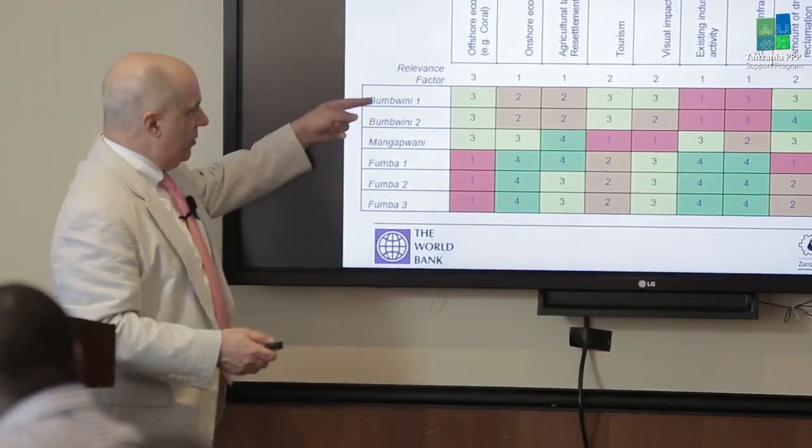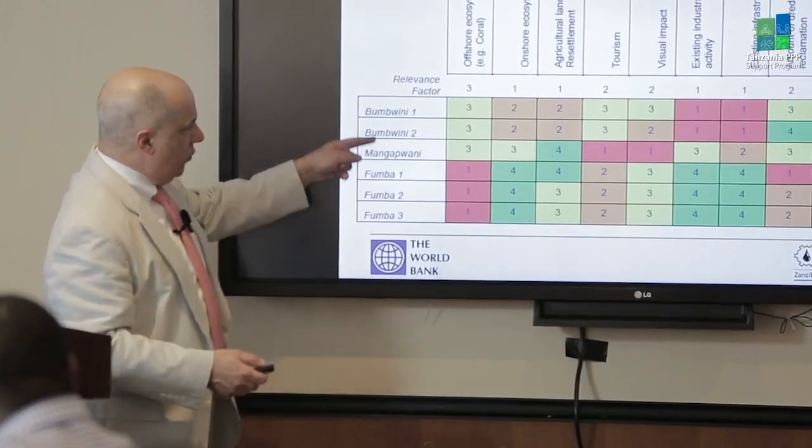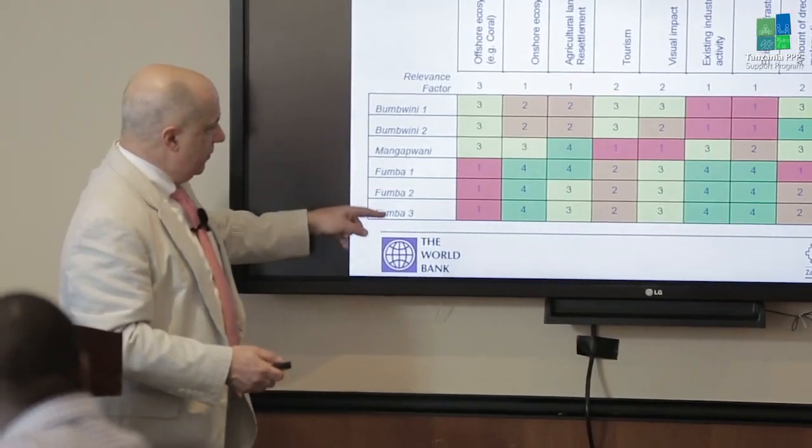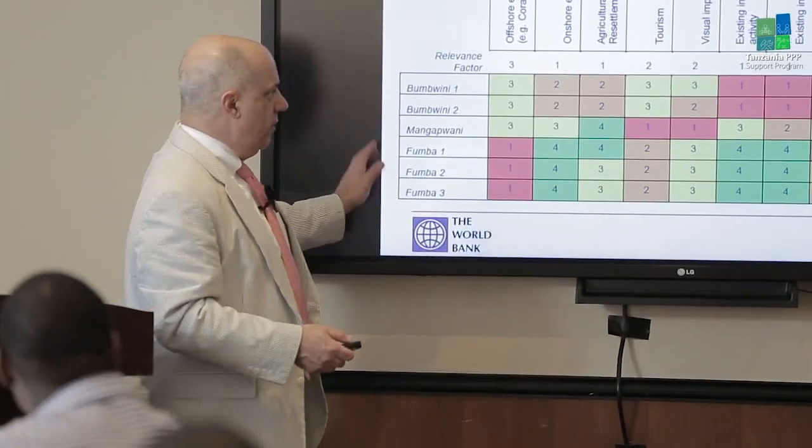This is another type of dashboard. So when we were looking at different options for locations, there were 2 Bumbwini options. You can see there's 4 more down here. So there's different ways of doing these pre-feasibility studies.